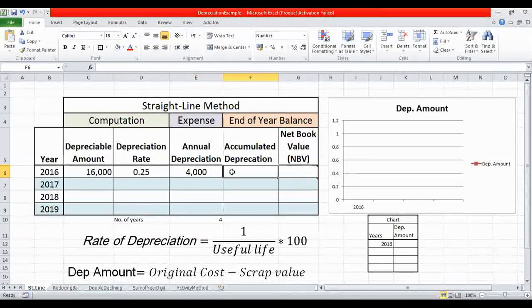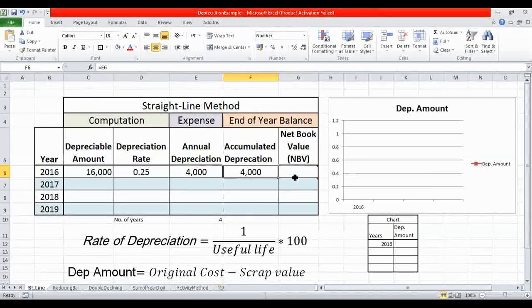Next, we will calculate accumulated depreciation. Accumulated depreciation is the sum of all the previous years' depreciation. So this is our year number 1, which means there is no amount from previous years. So the same amount comes over here also: 4,000. After calculating this 4,000, we need to calculate the net book value.